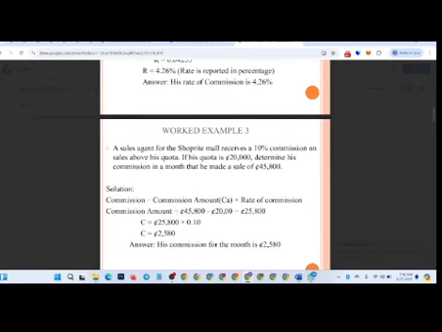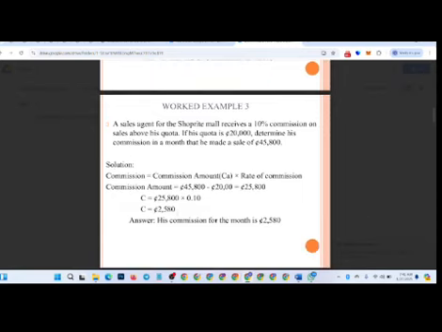So in this case, I have been telling you that before you find the commission, you have to find the commission amount first, which has to do with sales minus quota. So now we have our sale here. 45,800 is our sale, and our quota is 20,000. So if you subtract it, we will be left with 25,800. That is our commission amount.